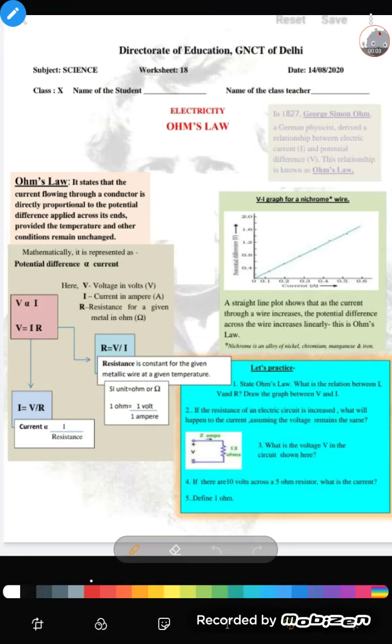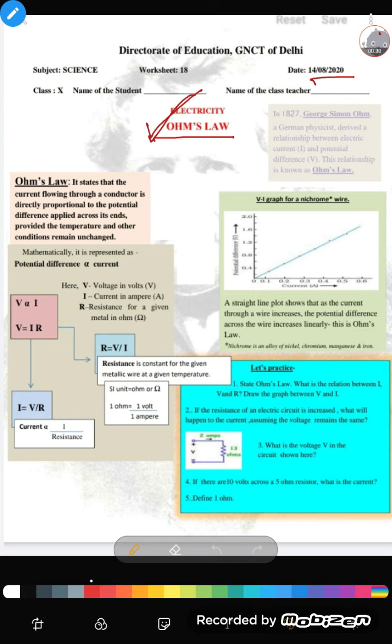Good morning, students. Once again, we are here to discuss DOE Worksheet 18, scheduled 14th August 2020. And today we are here to discuss Ohm's Law from your chapter Electricity. Students, you have already studied about electric current and potential difference. And today we learn Ohm's Law. It is the relationship between potential difference and electric current.